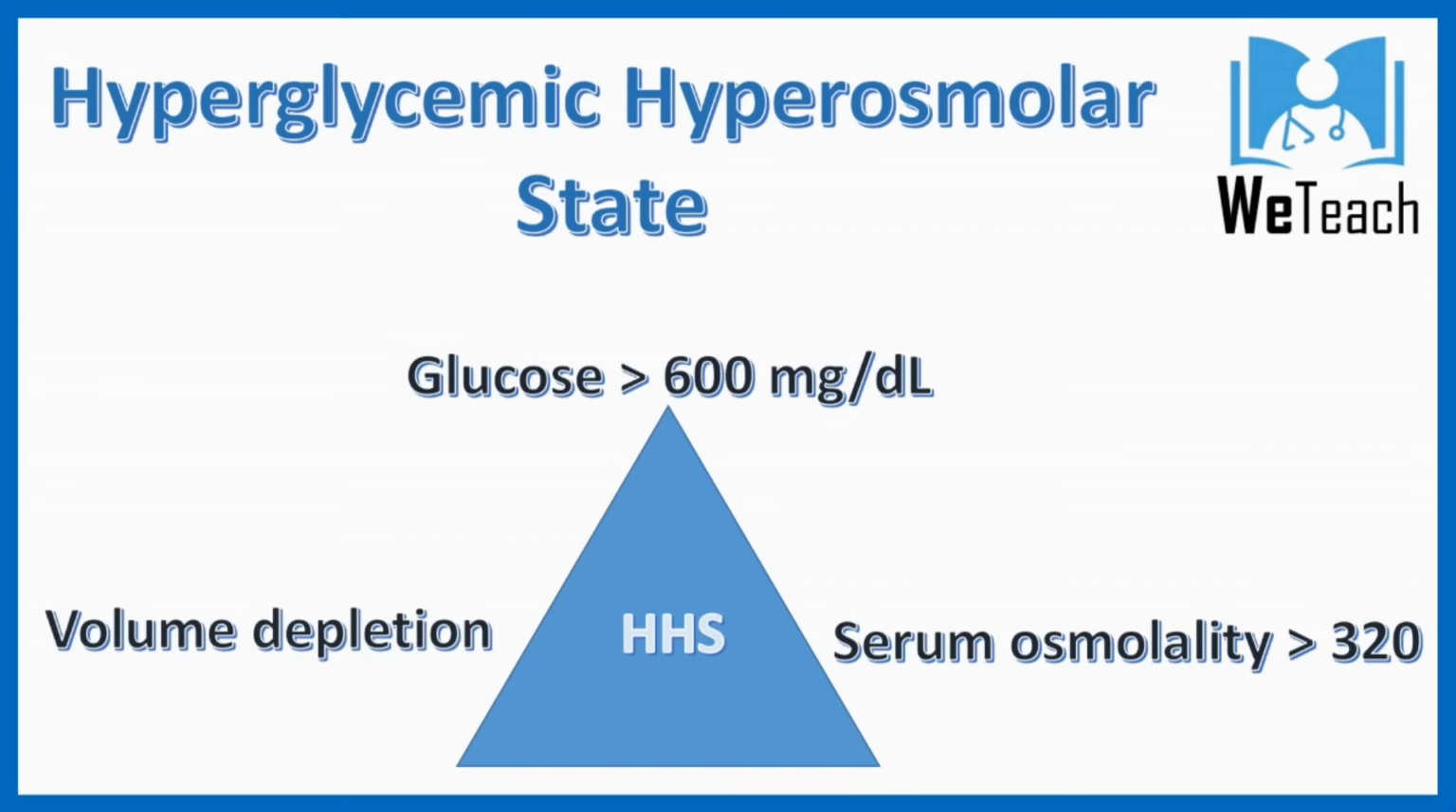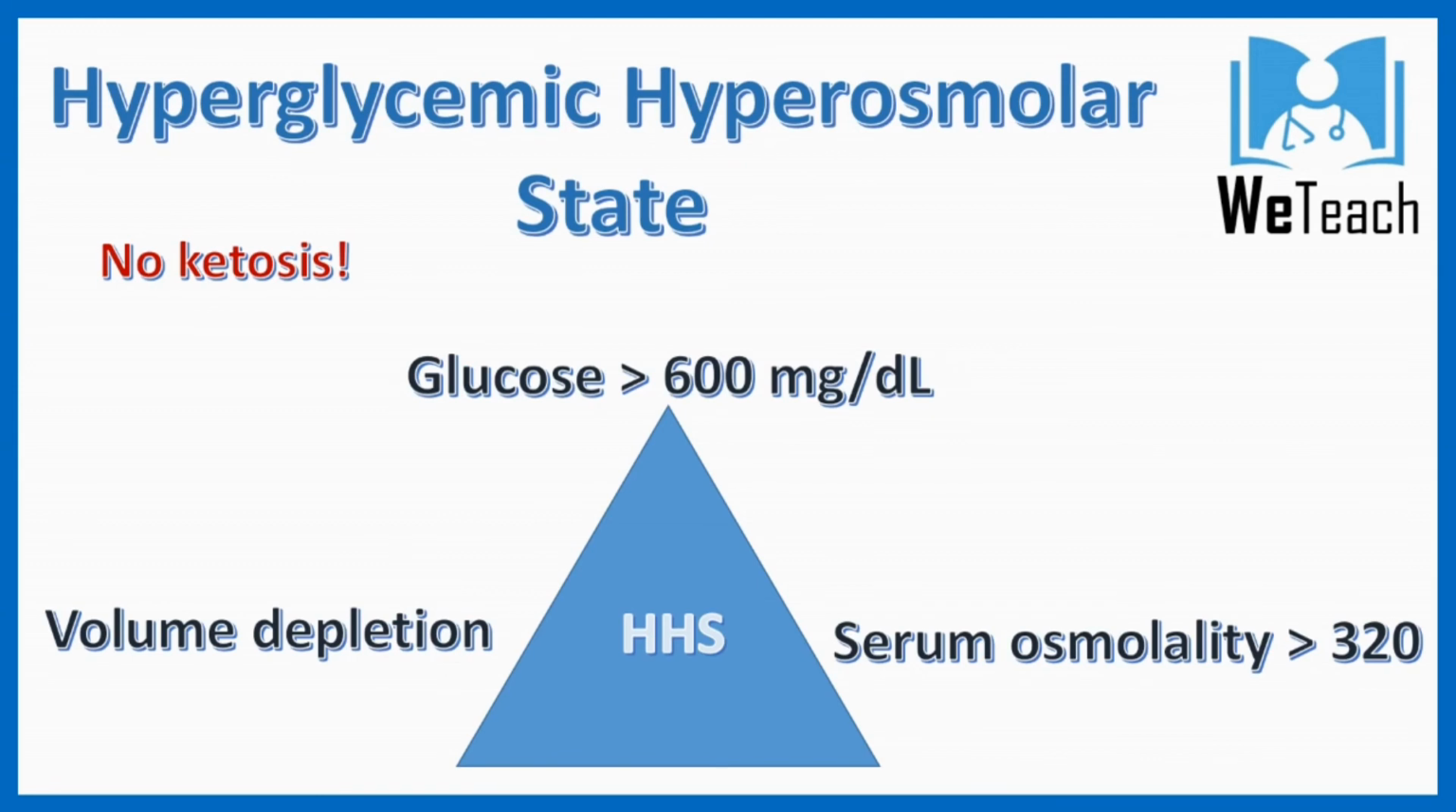The third item is volume depletion. Patients in HHS have severe volume depletion, which also differentiates it from DKA. Please note that in HHS, you have no ketosis. Therefore, you will have no elevation of ketones. And that's a very important thing to differentiate between HHS and DKA.